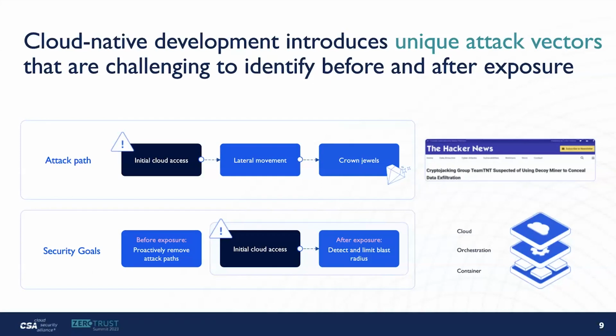Post-exposure, we want to be able to detect and limit the blast radius of any potential incidents. Ideally, we want to stop attackers as early in their attack path as possible. In this case here, we'd like to stop them at initial cloud access. We don't want them to get to lateral movement, and we definitely don't want them to reach our crown jewels.